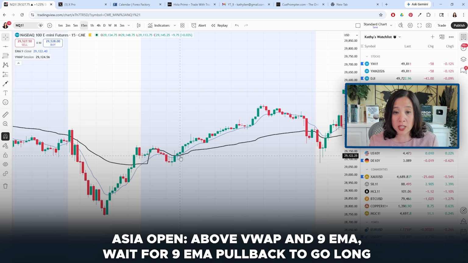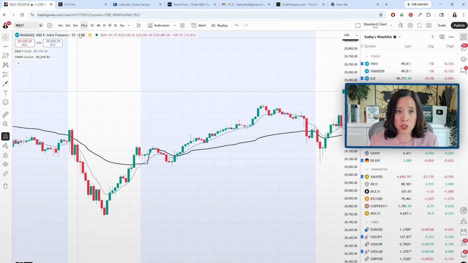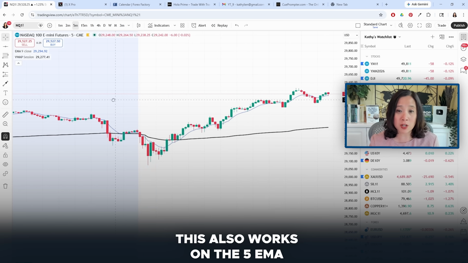Here we go into the Asia Open, which I love to trade, where price is above both the VWAP and the 9 EMA. Wait for it to retrace to the 9 EMA. You go long for a trend continuation. I think this also works on the 5-minute chart right here.